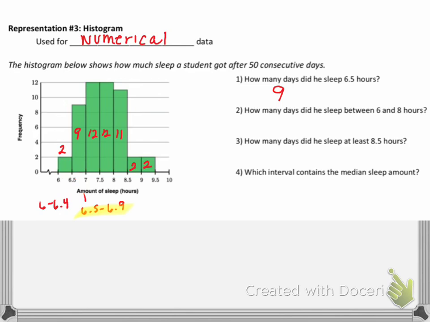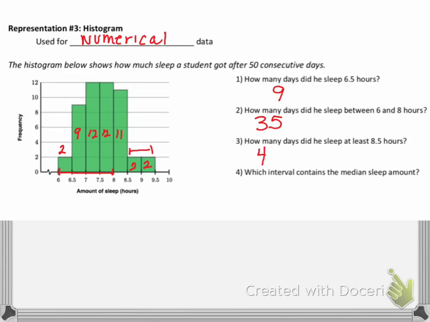So I'm going to erase what I've got here just so you can see what I'm doing. Between 6 and 8 would be 2 plus 9 plus 12 plus 12. That's going to give us 35. Question number 3, how many days did he sleep at least a minimum of 8.5 hours? That would be this range right here, and that would be an answer of 4.